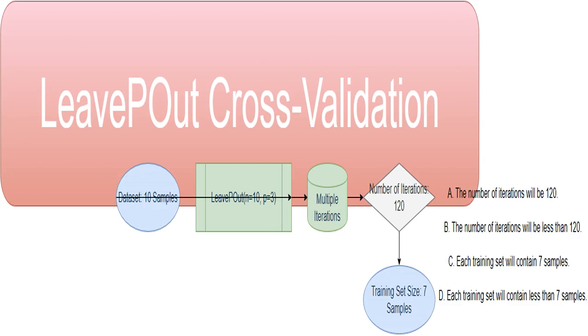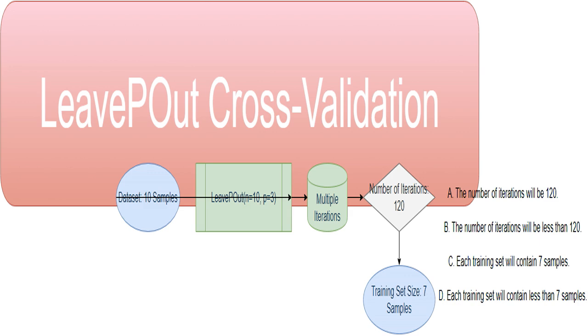This is a technique I use in machine learning to evaluate my models. I divide my data into different training and testing sets, making sure I use all possible combinations. It helps me get a reliable estimate of my model's performance.